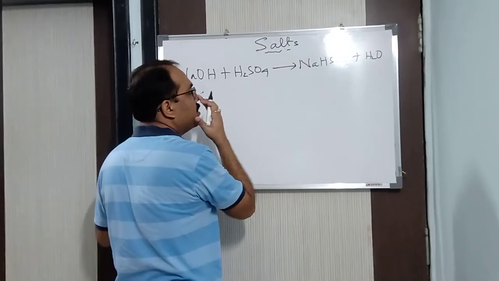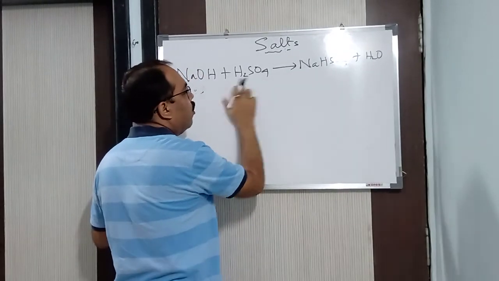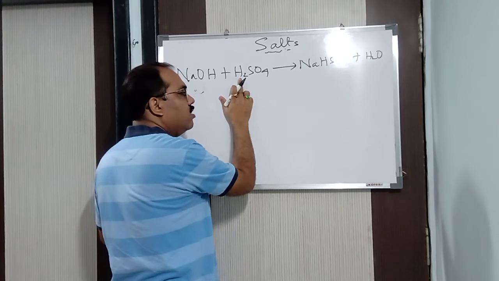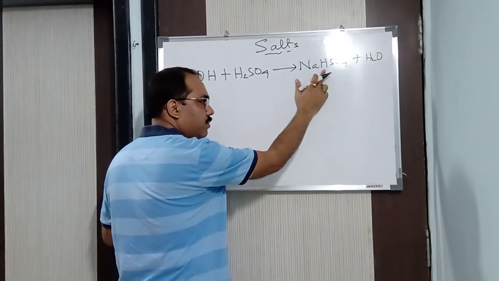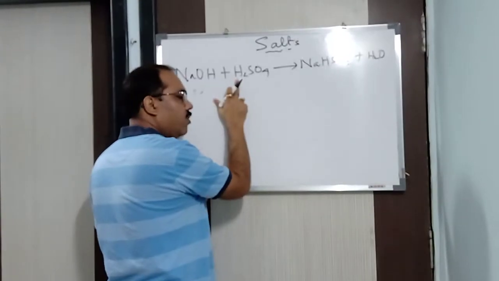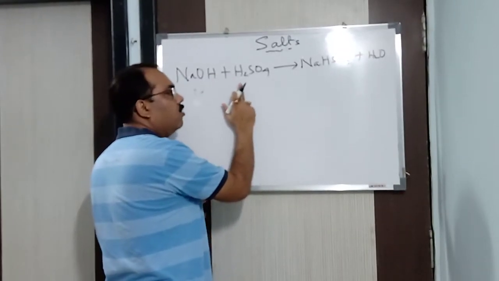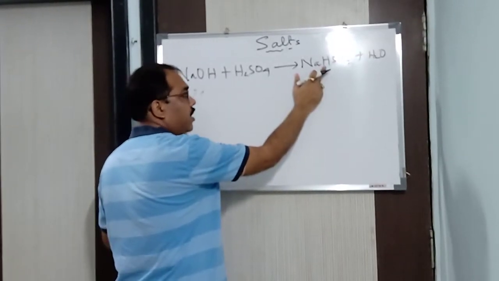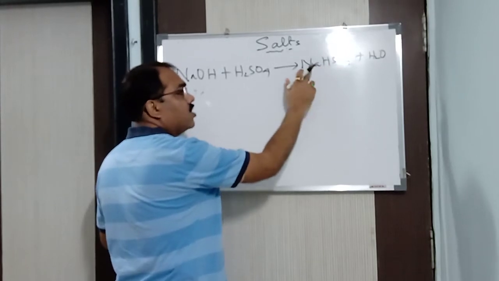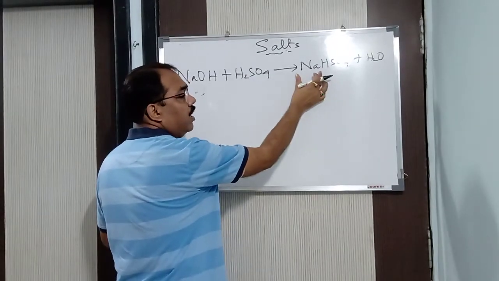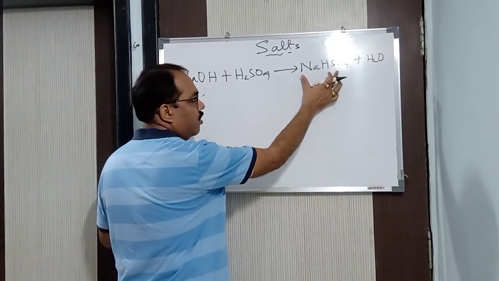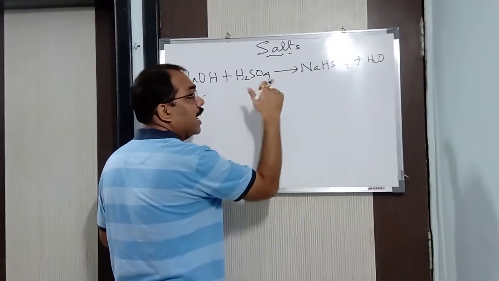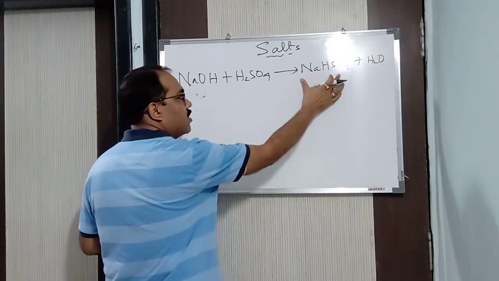Why is it called an acid salt? Because H2SO4 contains two replaceable hydrogen ions, and out of that only one has been replaced. So the hydrogen ion is partially replaced by a metallic ion. That is called an acid salt. It comes under the category of acid salt. The name of the salt is sodium bisulfate.